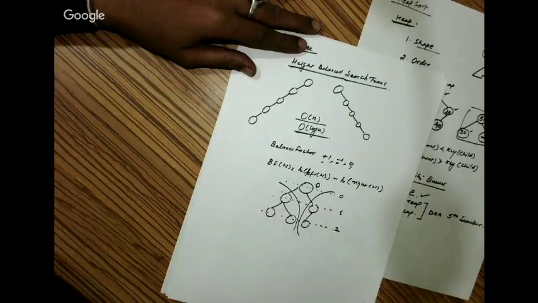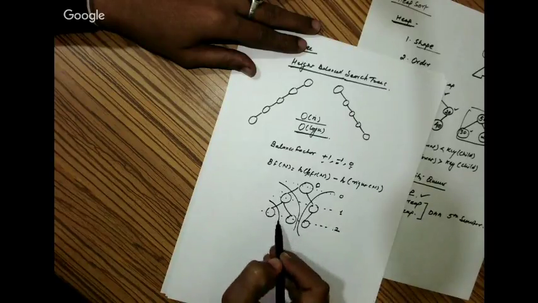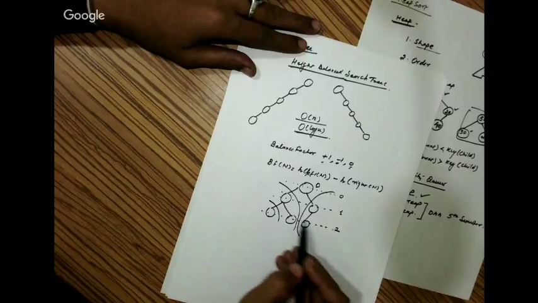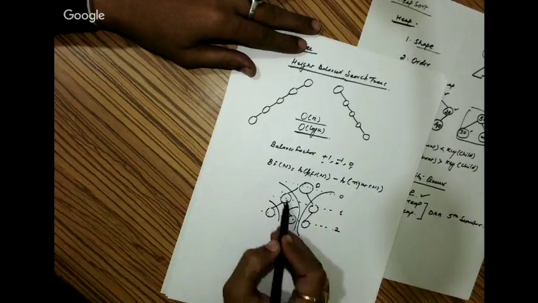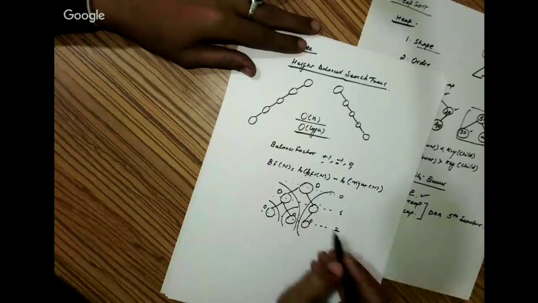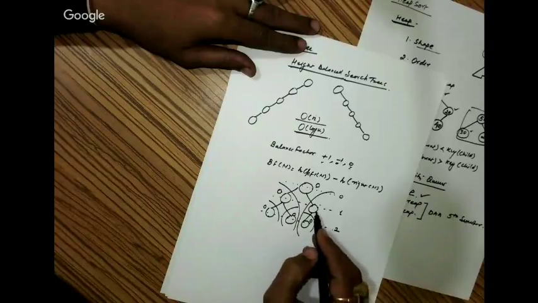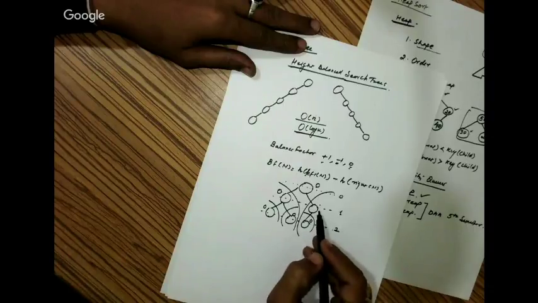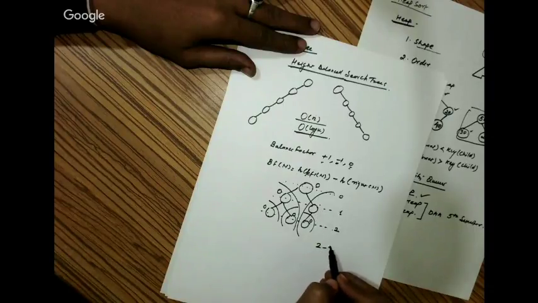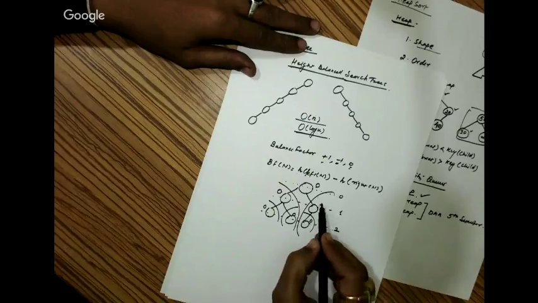For this node, the height of the left subtree is 2, the height of the right subtree is 2. Hence this node will have a balance factor 0. Obviously, because there are no nodes towards the left and the right. If I consider this node, the left subtree has a height 2, but the right subtree is not existing, so the height of the right will be considered as 1. So 2 minus 1 means the balance factor of this node is +1.